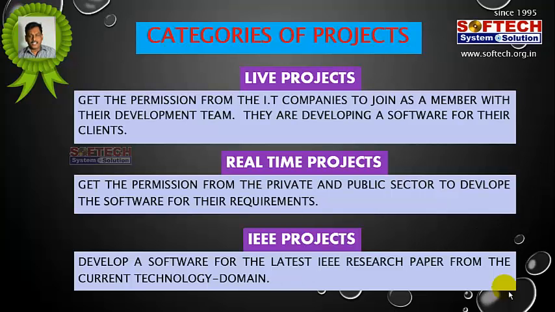What are the categories of project? Projects are categorized into three types. One is a live project, second is a real time project, and the third one is an IEEE project. So what is a live project? First we get permission from the IT companies, which are already developing software for their clients.